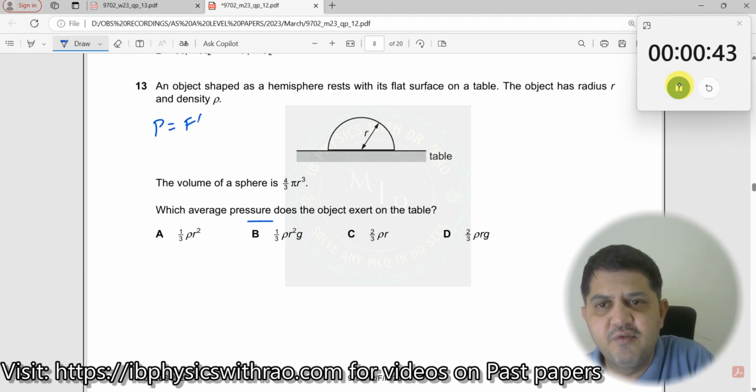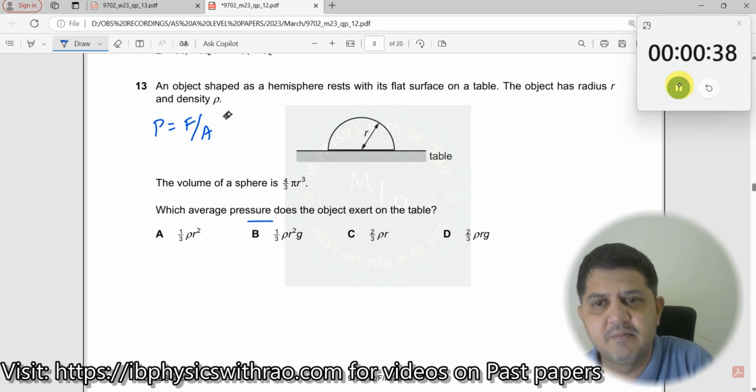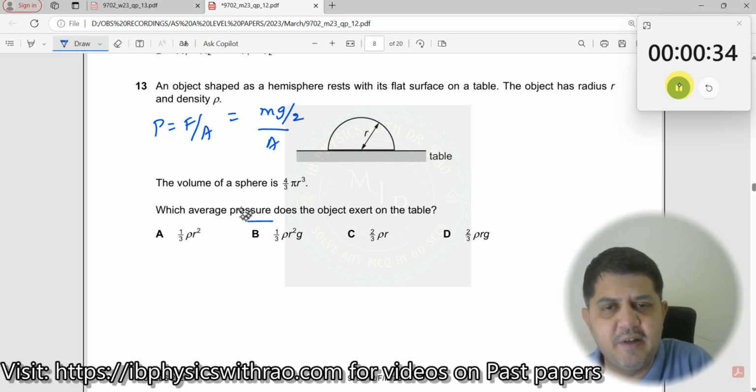Pressure is equal to force per unit area. Now what is the force acting on the table? The mass of the sphere, right? Mass of the sphere divided by 2, divided by area. Why did I divide by 2? This is nothing but half of the mass of the full sphere. It's a hemisphere, right? So I did it like this over here.